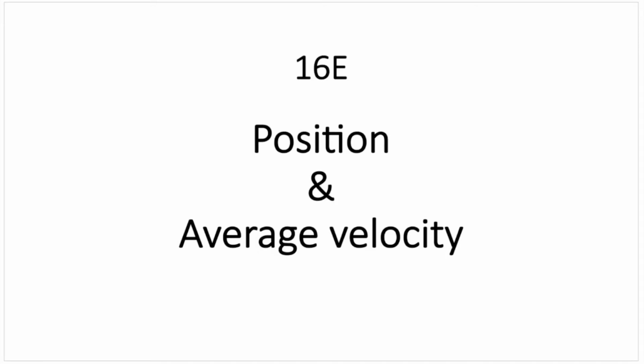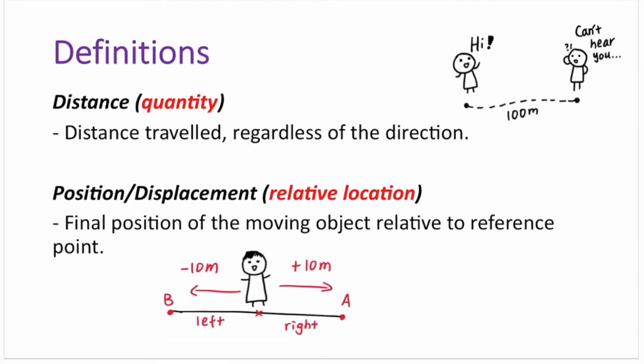In this video, we'll talk about 16E, position and average velocity. So let's take a look at these words that you'll often see in this topic. The first word is distance, and we're comparing distance to position or displacement. When talking about distance, it is a quantity, so it's a number, and it'll always be positive. Speaking of distance, we're talking about distance traveled, regardless of the direction.